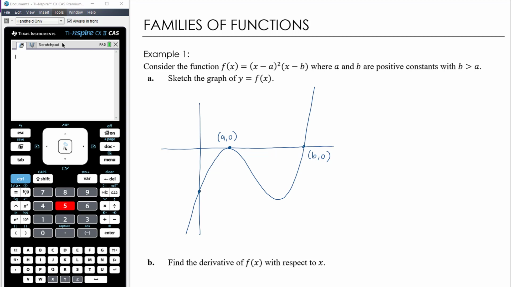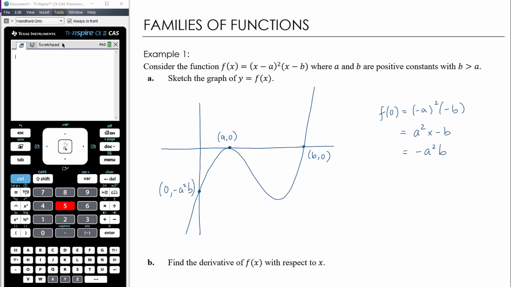Right, let's calculate the y-intercept. So f of 0 equals (negative a) squared, but that is the same as a squared, times negative b. So that's positive a squared times negative b, and so we get negative a squared b. So the y-intercept is at (0, negative a squared b).